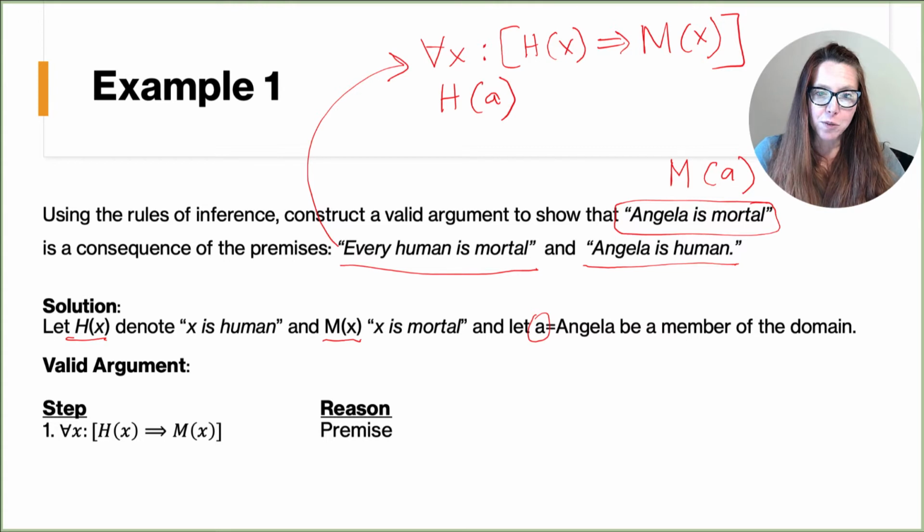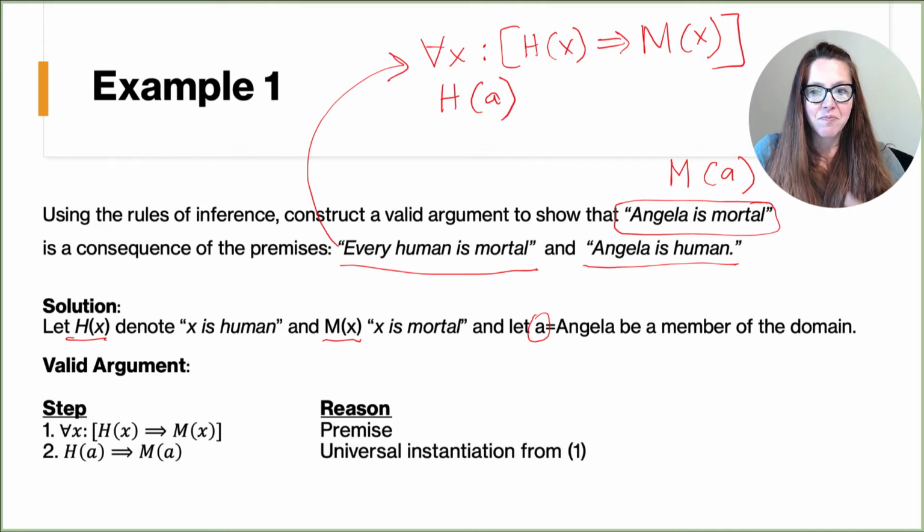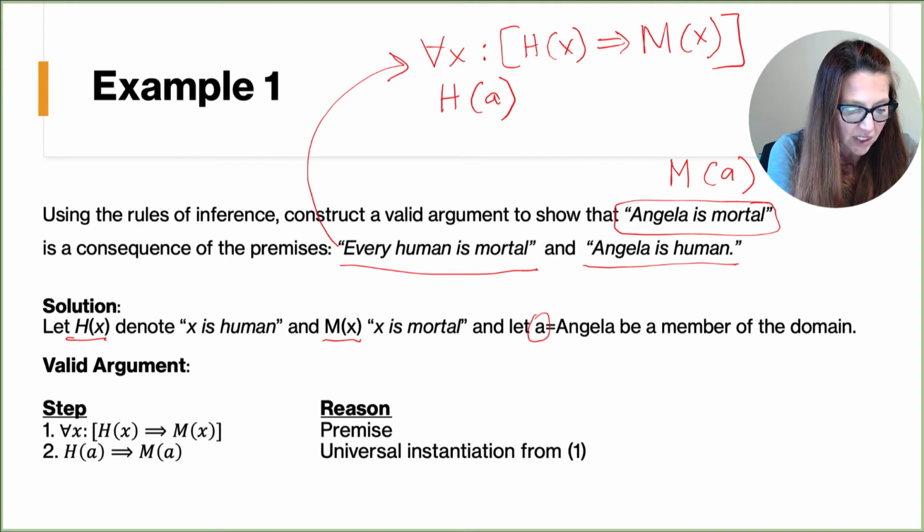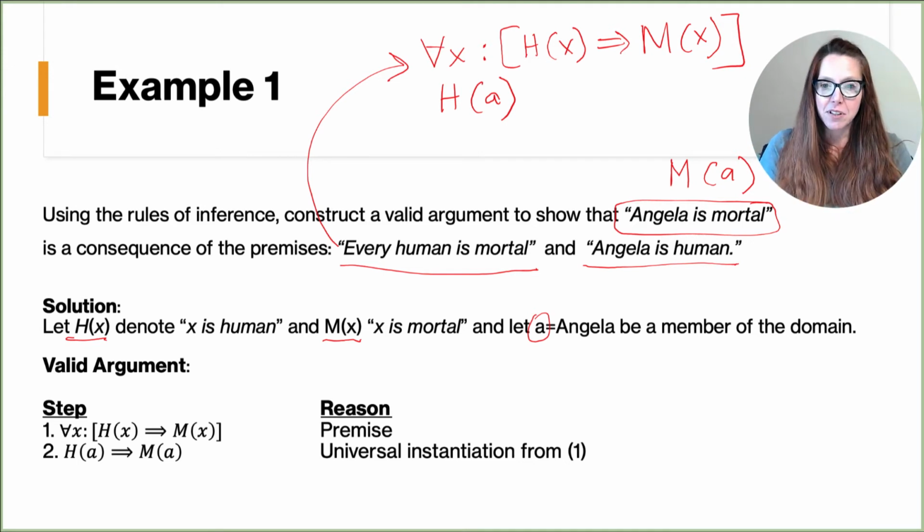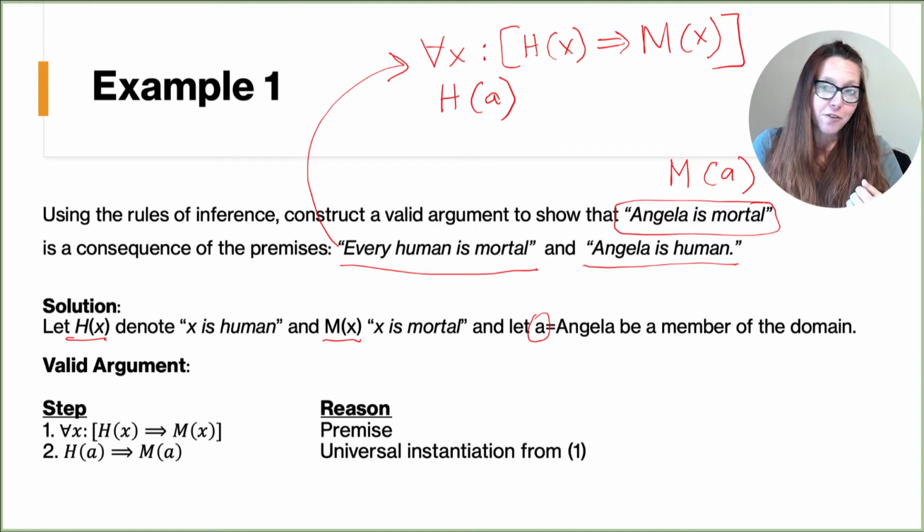We'll start off with the first premise. For all x, H of x implies M of x. If x is human, then x is mortal. And then we can layer on universal instantiation. And so universal instantiation from that tells us that if this is true for all members of the domain, then if I pick a member of the domain, Angela, it must also be true for her as well. So if it's true for everybody, it's true for Angela. And so if Angela is human, she's also mortal.